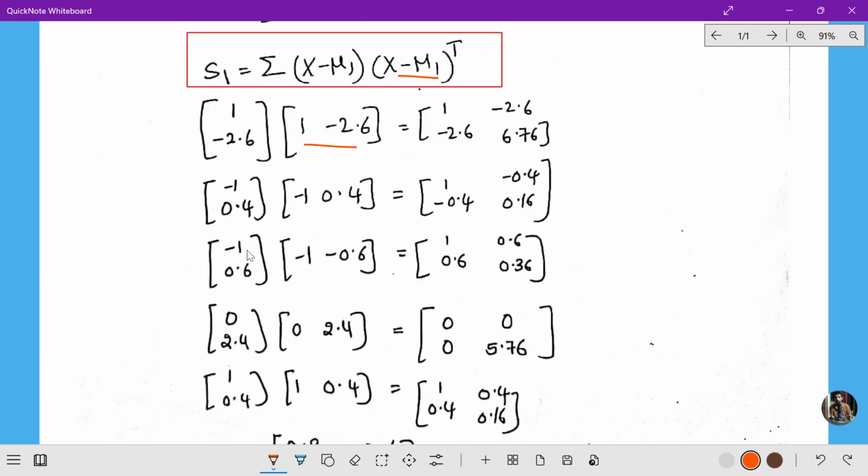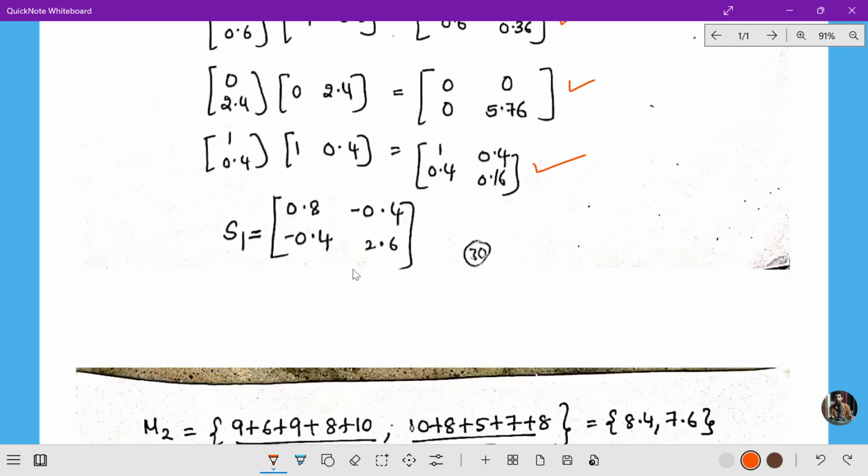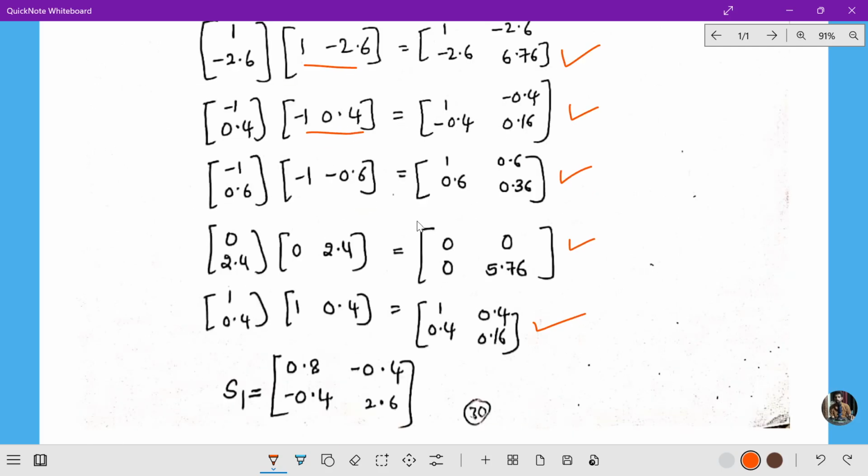So when we interchange the columns with rows, these are called the transpose values. When we do the multiplication with this, we receive these values. Okay, so this is called S1. Similarly, when we do multiplication with all the values, the final answer for S1 is this one.